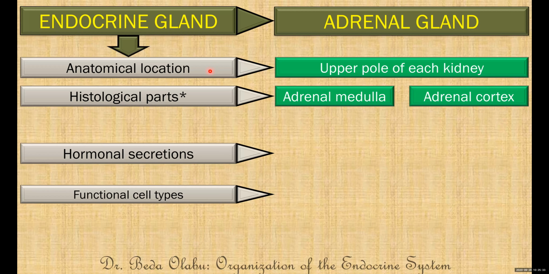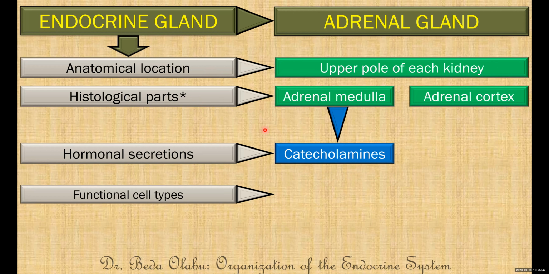So we have said that the location is the upper pole of each kidney. Histological parts, we said we have adrenal medulla and adrenal cortex. In terms of the hormones produced, the adrenal medulla produces catecholamines. The adrenal cortex produces corticosteroids. Very unique, very different types of hormones.